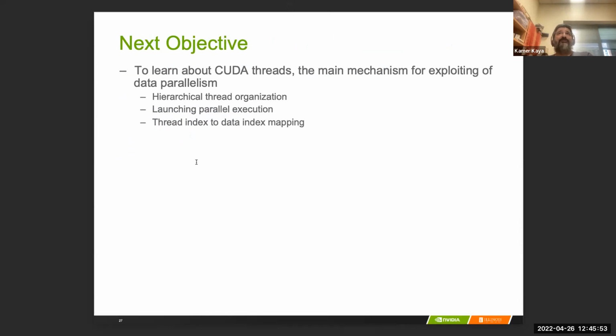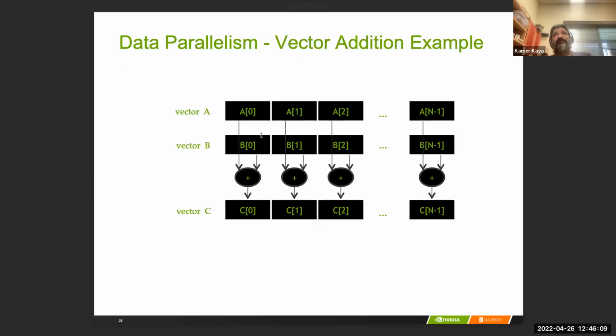To learn about CUDA threads, the main mechanism for exploiting data parallelism, this is the next objective. Hierarchical thread organization, we will understand that. Launching parallel execution, we will learn that. Thread index to data index mapping, we will learn that. So we will perform vector addition again.